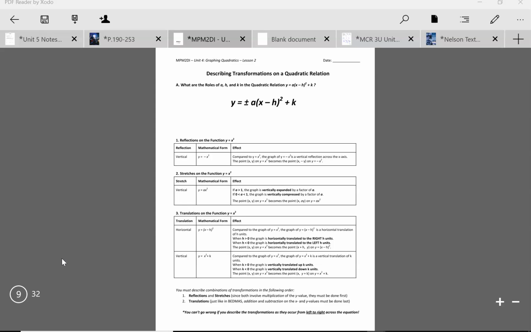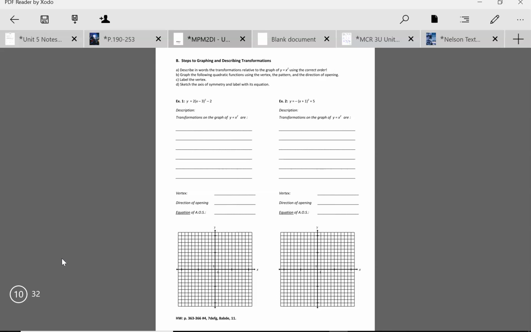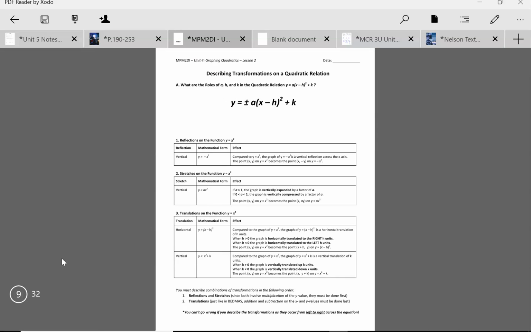So there is, in fact, I would say, an easier way to think about how to graph a quadratic function, and really talk about it in terms of what transformations are occurring to it from our original graph.